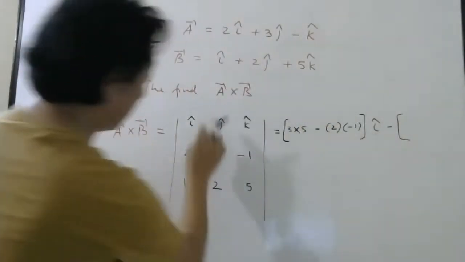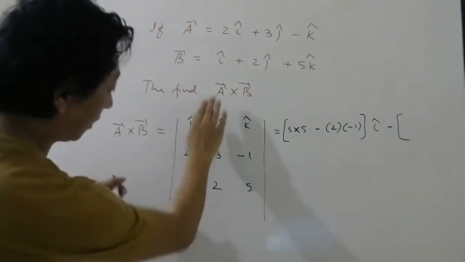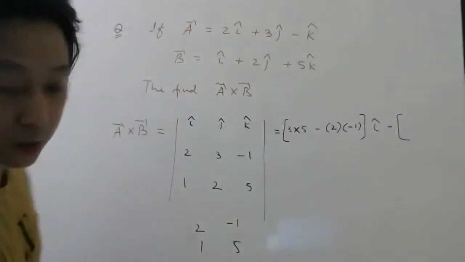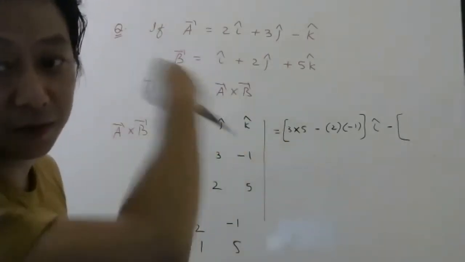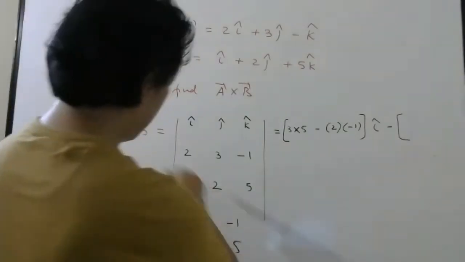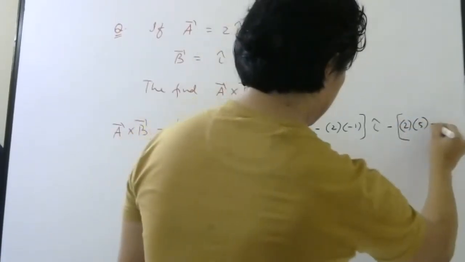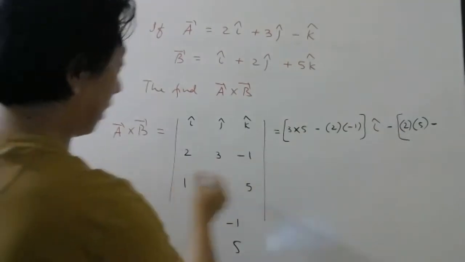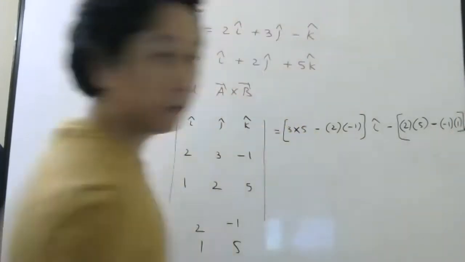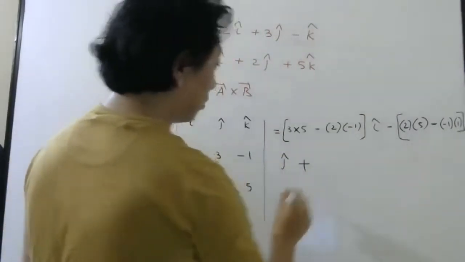Now to find j, for j you have to forget this part. So which one should I multiply first? If you forget this one, what will you get? 2 here, 1 here, minus 1 here, 5 here. Correct now? This way we are multiplying first, right? So should I multiply 2 into 5 first or 1 into minus 2 and 5? Very good. So 2 and 5. So 2 into 5 minus minus 1 and 1. That is your j cap. Then plus, all this should be in one line.